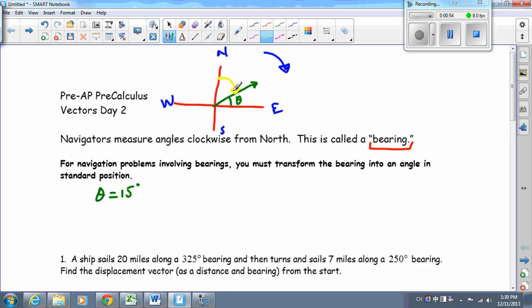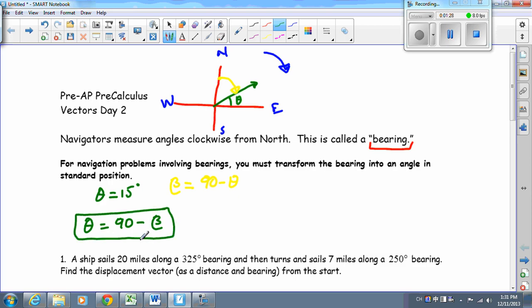Beta in this specific case, if this is 15, this is the complement of 15, because these two add up to be 90. So here I will say beta is equal to 90 minus theta. Unfortunately, on most problems, you will be given the value of beta. So to find theta, you will say theta is equal to 90 minus the bearing.